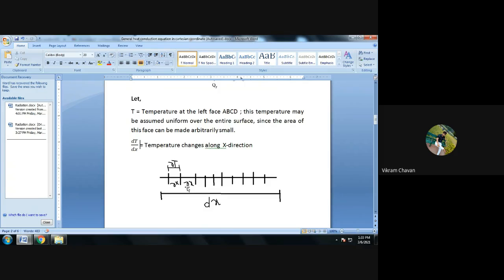So further division of dx will be considered as a delta x, and the change in temperature for one single small element will be considered as a delta T. Okay, did everyone understand? Whether you understood or not?